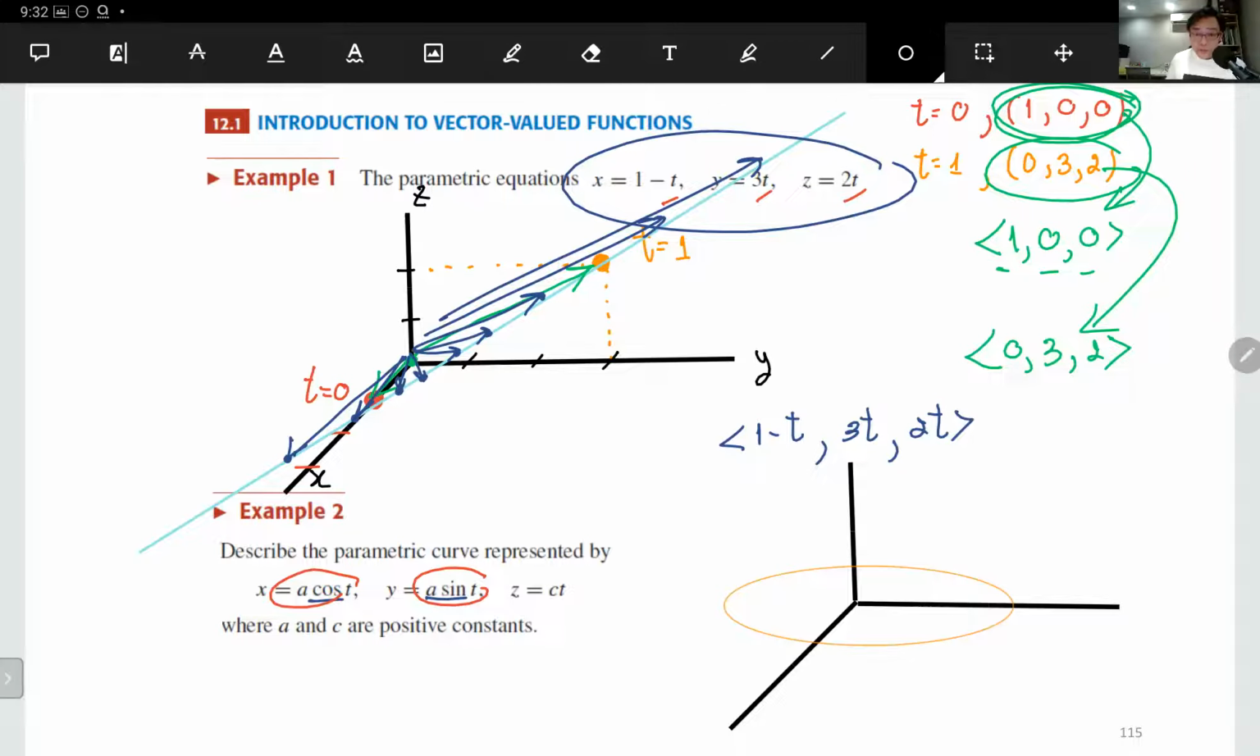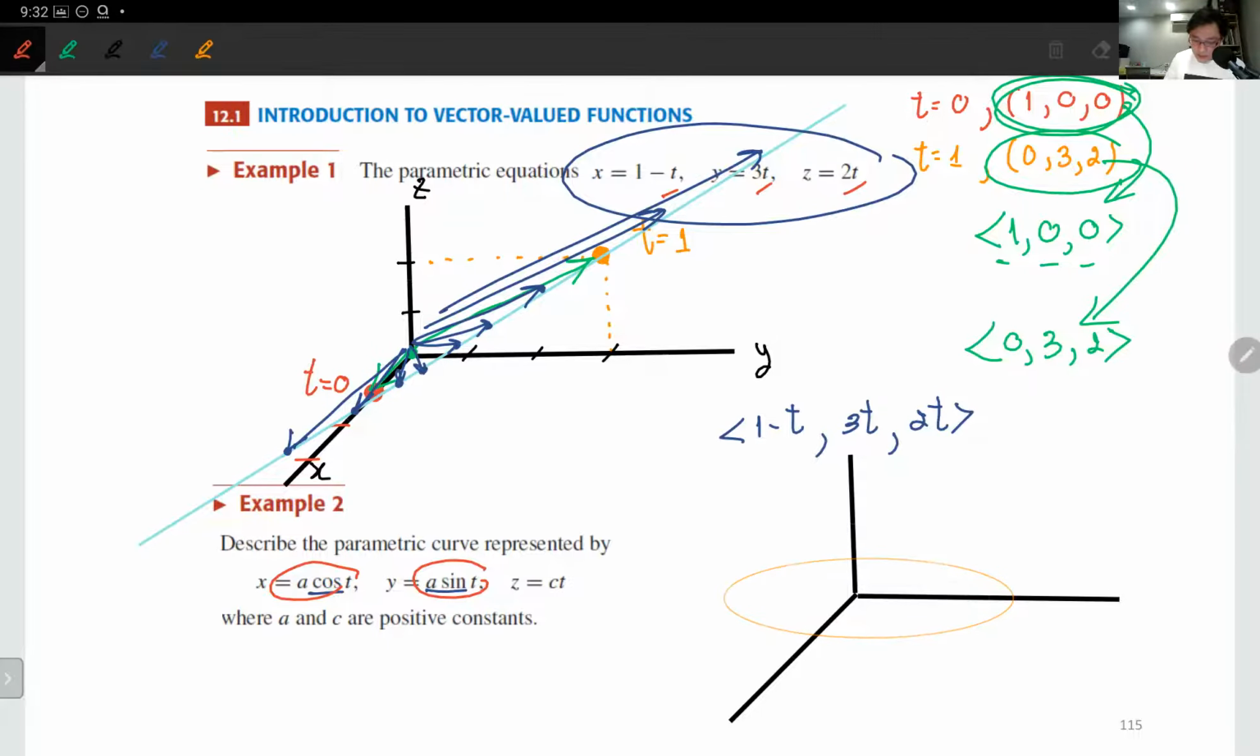That's good. Okay. But then, wait. We are not trying to do anything just on the xy plane. You have the t times a constant c in the z components. So as the t increases, the elevation, the height along the z axis, is going to increase along with it. So what does it mean?